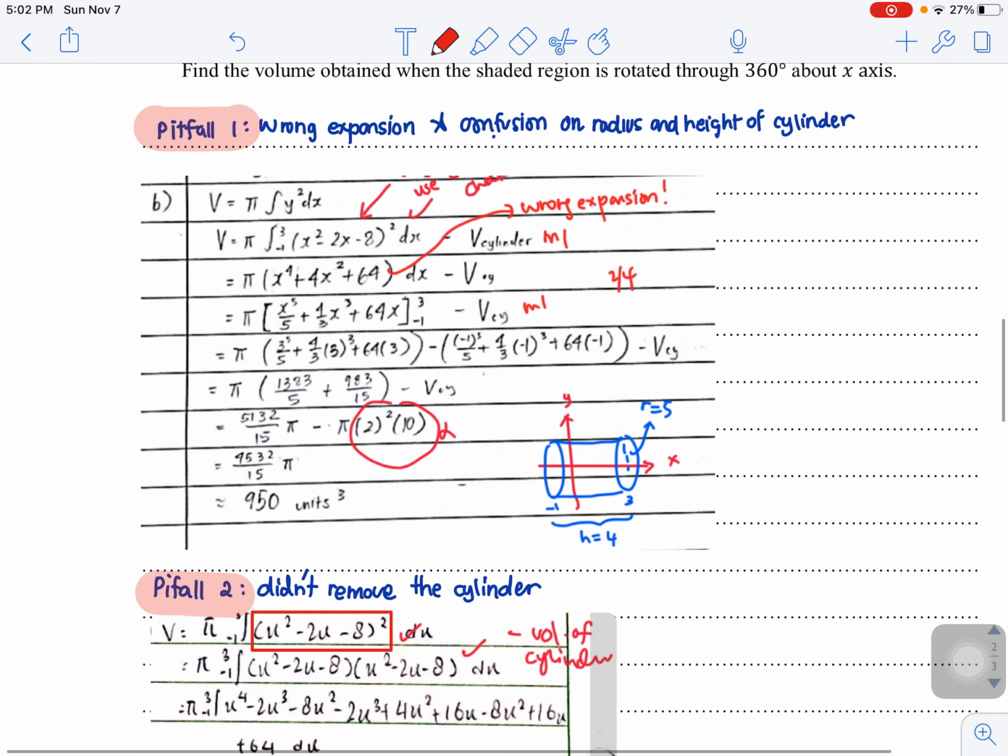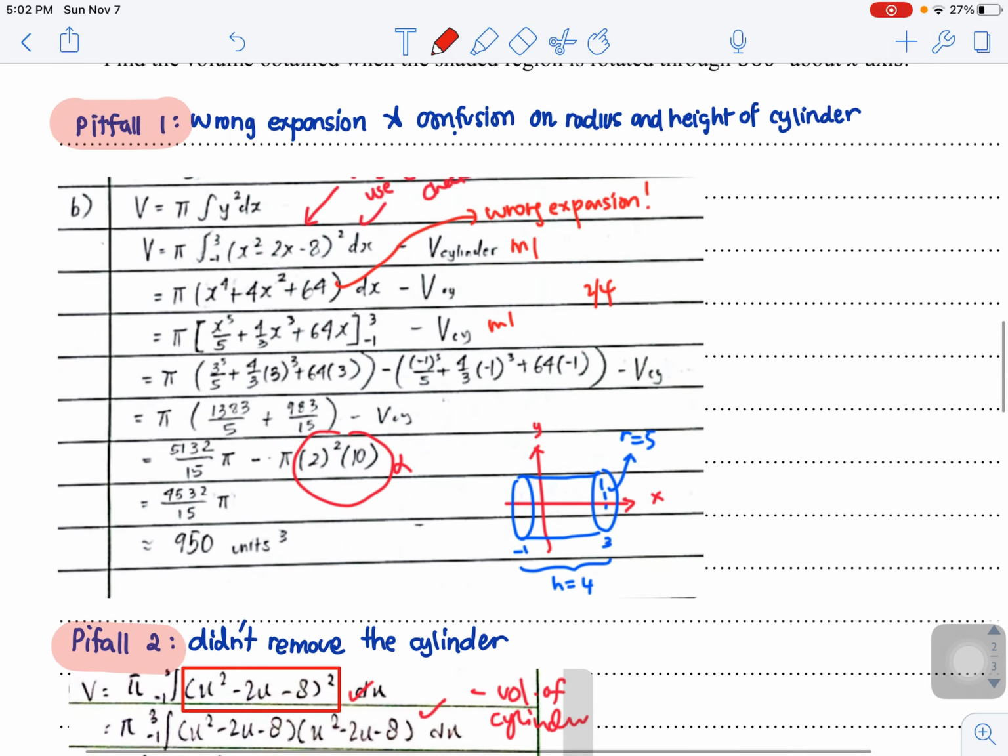And then the third pitfall or misconception is wrong expansion. Of course, you can make an algebraic mistake and you get confused between the radius and the height of the cylinder. You tend to take the radius as the height and the height as the radius. So a nice sketch like this would definitely help you during the exam.